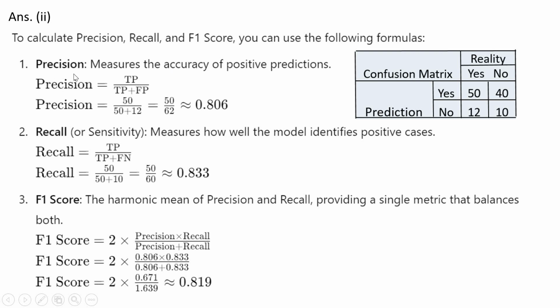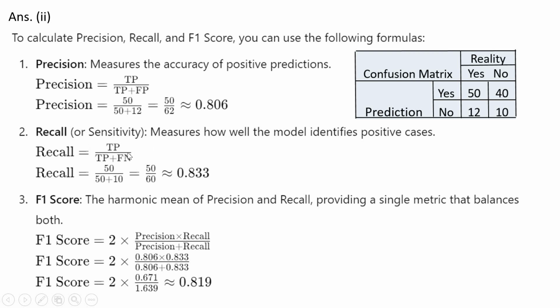First, we have to calculate precision. What's the formula? TP divided by TP plus FP. So what is TP? True positive. What is true positive? That is 50. True positive 50 divided by TP plus FP. TP again 50. Then false positive, this is false, this is positive, becomes 12. So this becomes 50 divided by 62. It becomes 0.806.